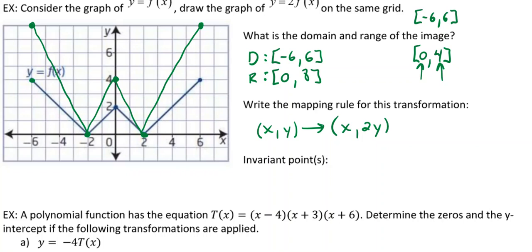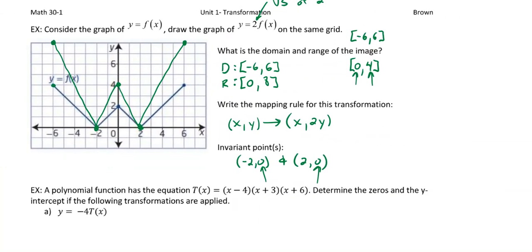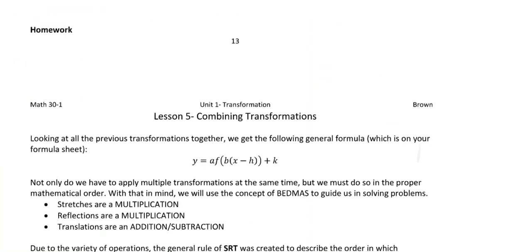Okay, invariant points would be the points that didn't move. So (-2, 0) and (2, 0). So is it always just going to be the x-intercept? It will, because it affects the y's. Well, those y's were 0, so if I multiply 0 by 2, it didn't do anything. Those are always going to be 0. Okay, we're almost done, guys.